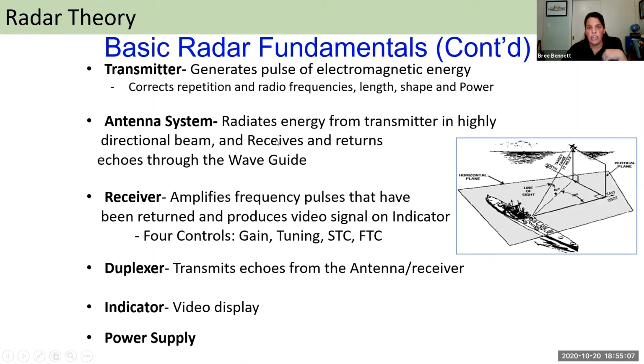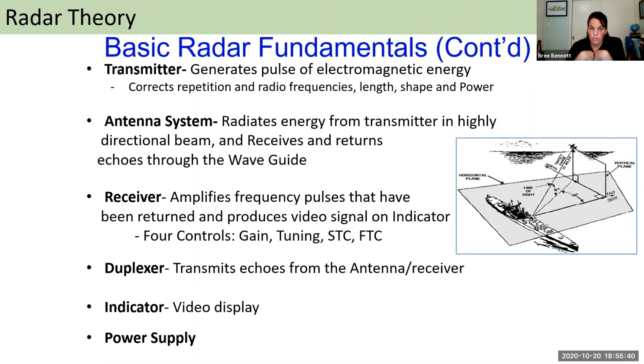Your transmitter is what actually generates that electronic energy, and then it sends it out. The antenna system is what sends it out directionally, so that the antenna is timed by the modulator of how quickly it's turning and how quickly it's sending these pulses out. Again, very highly directional so that we can get an accurate bearing and range.